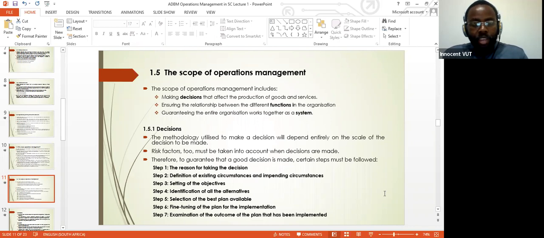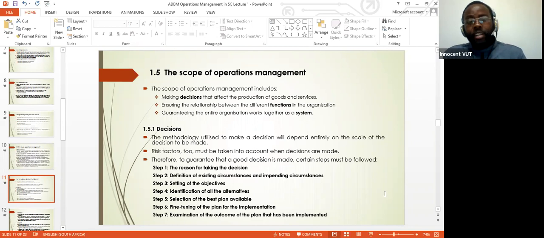Right, step number five, selection of the best plan available. The plan selected will be the plan seen as having the best possibility of being successful. And then step number six, fine-tuning of the plan for the implementation.